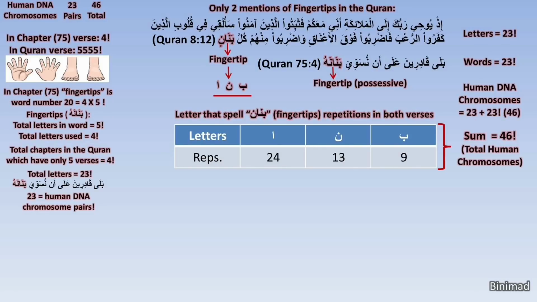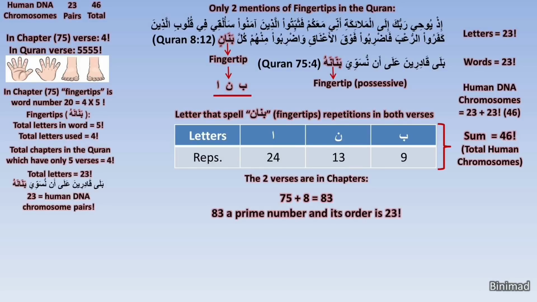If this is not shockingly miraculous enough, this word and the 2 chapters it appeared in are chapters 75 and 8, and the sum total of the 2 chapters' numbers is 83. So what is 83? The number 83 is a prime number, and shockingly, its order among prime numbers is 23. At any point we can stop, and it's way beyond human capacity. But as often stated, the code is endlessly miraculous.